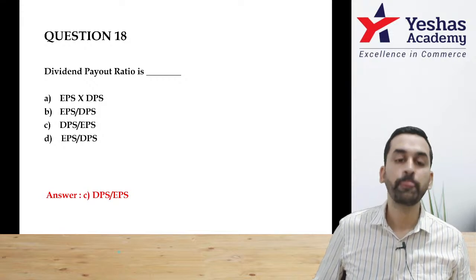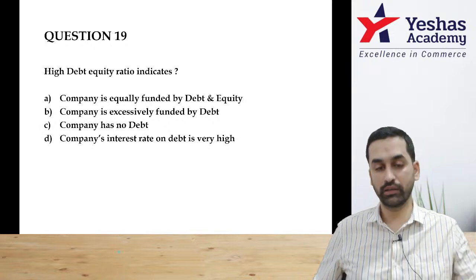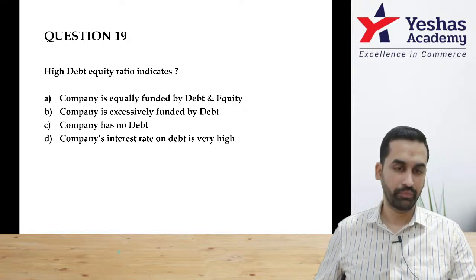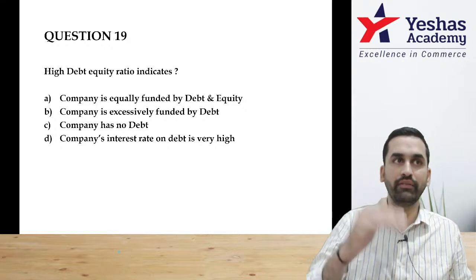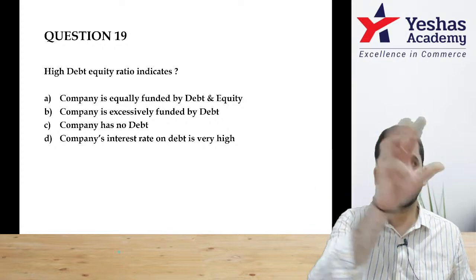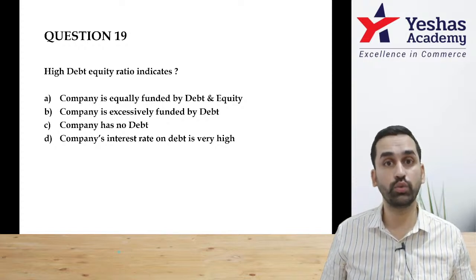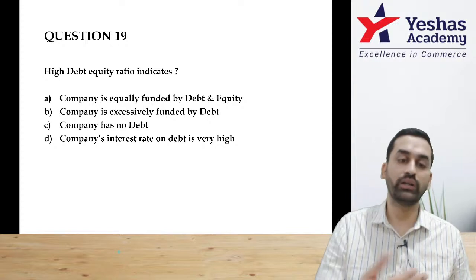Right, sir. Question number 19. High debt equity ratio means what? First of all, understand debt equity ratio. What is the formula? Debt divided by equity. One company has 2:1. That means 2 by 1. Another company has 7 by 1, 7:1. 7 rupees debt, 1 rupee equity. That's what they're saying.